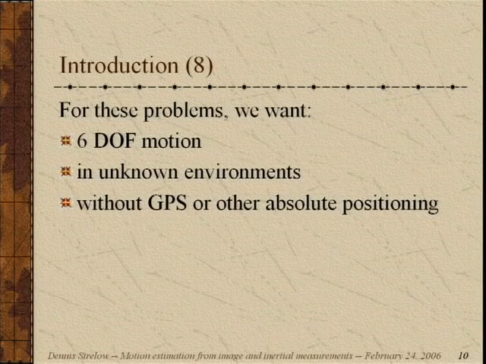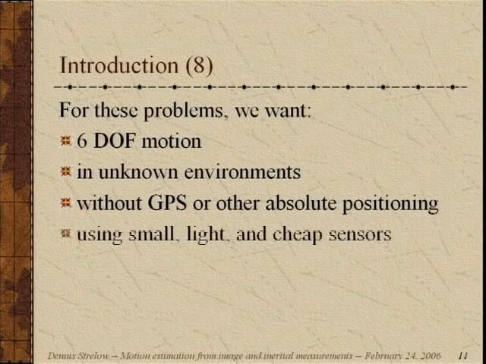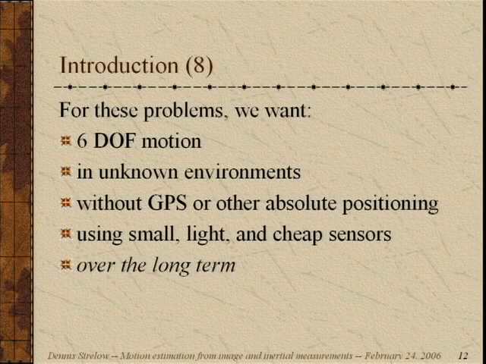All right, so for all these problems, there are a few things in common. We want 6-degree freedom motion, meaning the 3D rotation and translation. We don't want to have to instrument the environment, and we don't want to require GPS or some more archaic absolute positioning system. In addition, for things like MAVs or robots looking for survivors, we want small, light, cheap, and disposable sensors. And really, the thrust of this talk is that we want to do this over the long term.